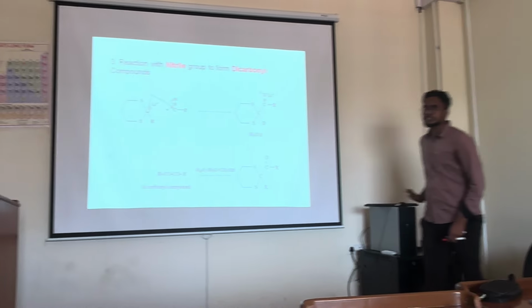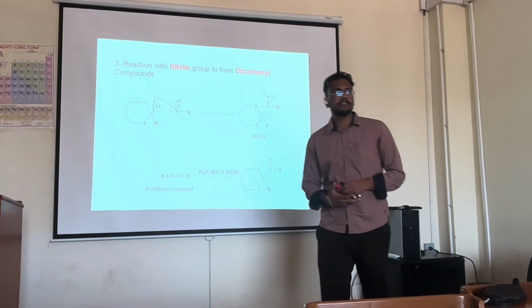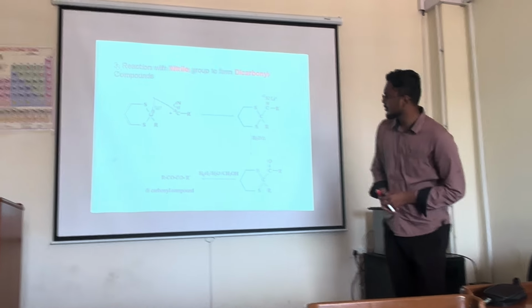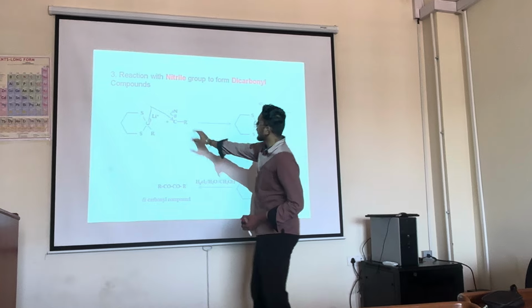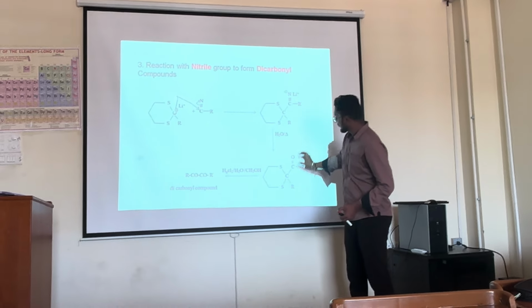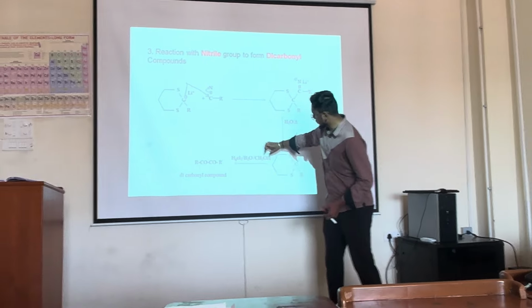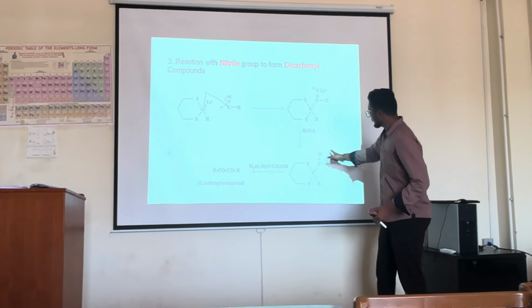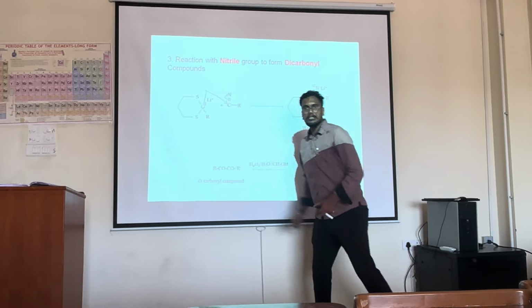Here, what we take is cyanide, and the obtained compound is dicarbonyl. Cyanide has a C double bond. Here one C double bond was generated. Total two come.